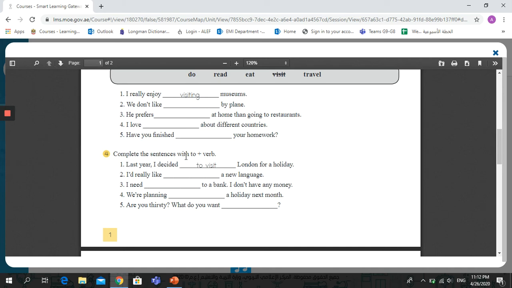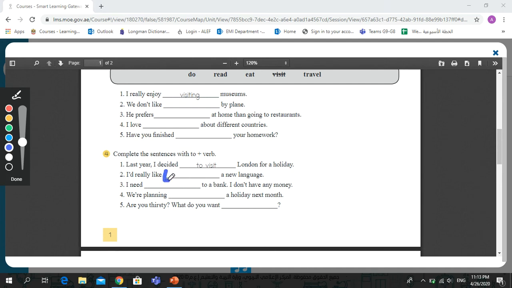What about exercise number 4? Complete the sentence with to plus the verb. Number 1: Last year, I decided to visit London for a holiday. So to visit is an infinitive. Number 2: I would really like a new language. What do you do with a new language? Maybe to learn, maybe to speak. So we can say here, I would really like to learn a new language.